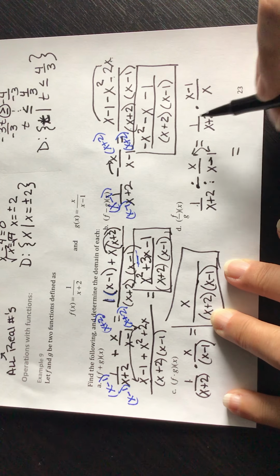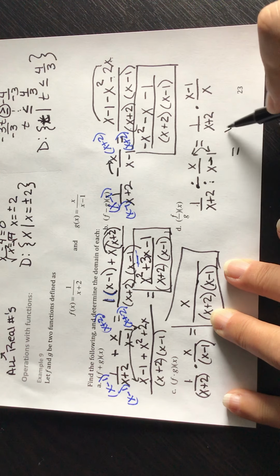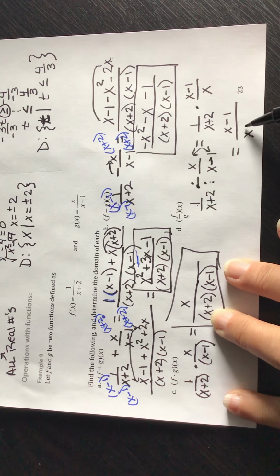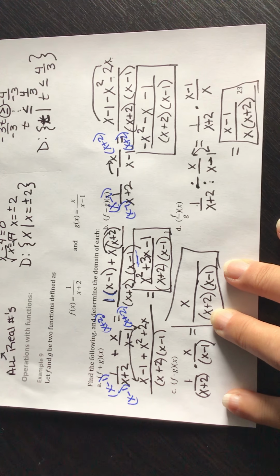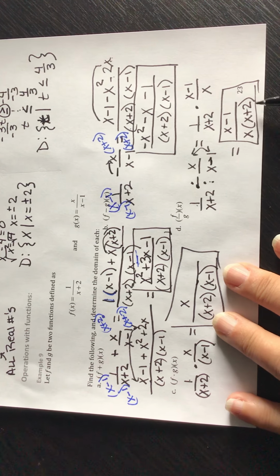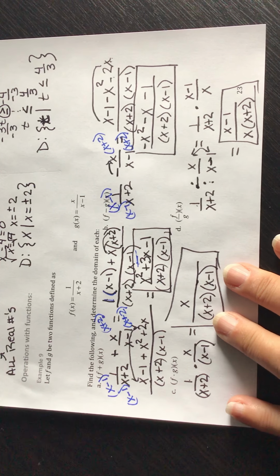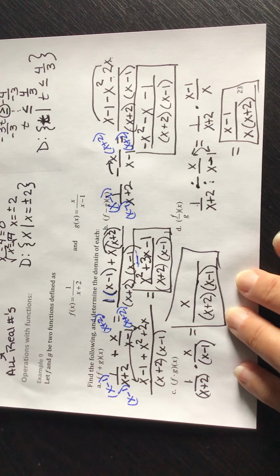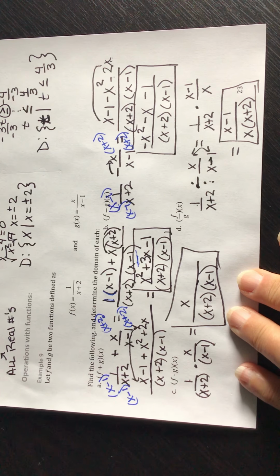And if I simplify, 1 times x minus 1 is x minus 1. And in my denominator, I have an x and an x plus 2. If you feel the need to multiply that out, that's fine. I prefer to leave my denominators as factors. Either way is acceptable. And that will be all for section 2.1.